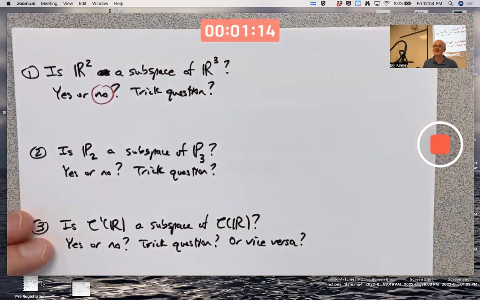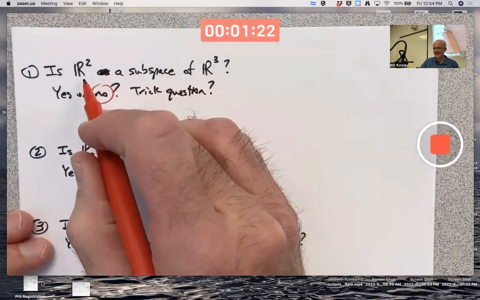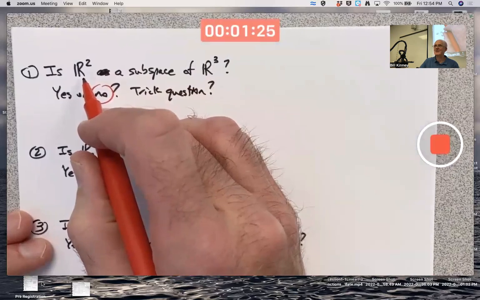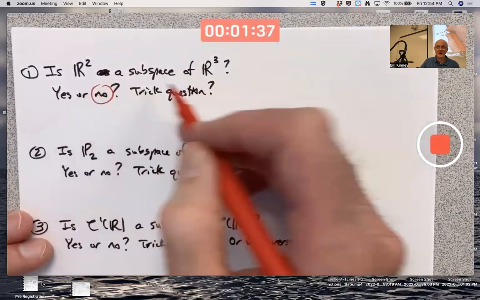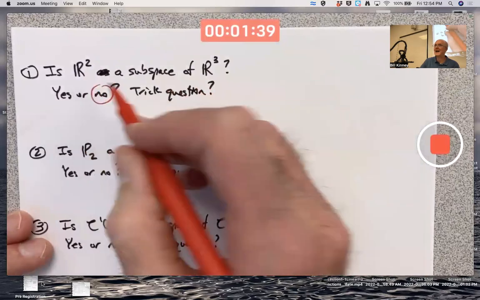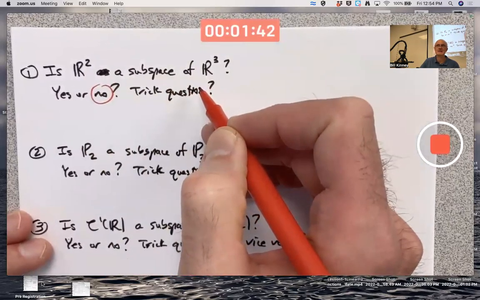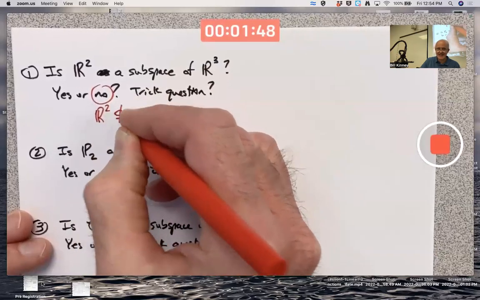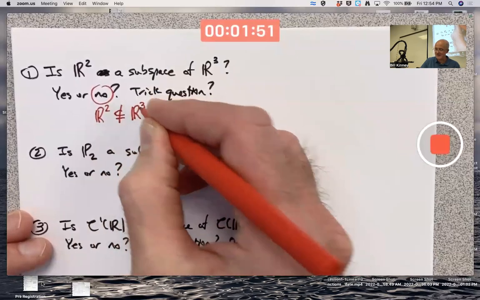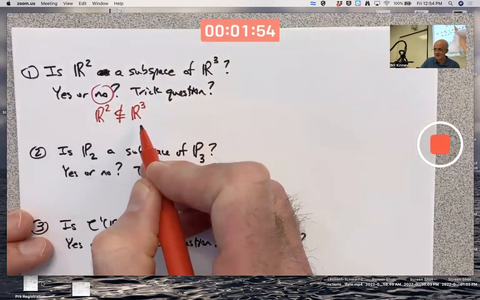Why is R2 not a subspace of R3? Incompatible type. In a sense, they're incompatible types, is what was said here, and that's correct. R2 consists of all vectors with two components, column vectors say. R3 consists of all column vectors with three components. If you've got two components, you don't have three components, right? R2 is not even a subset of R3, much less a subspace, because vectors with two components don't have three components.